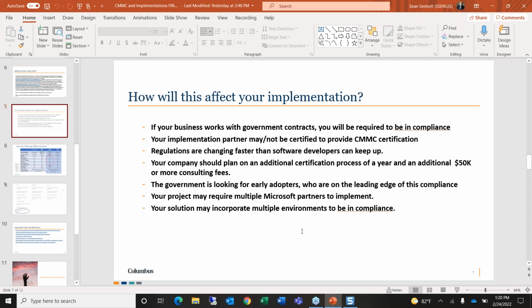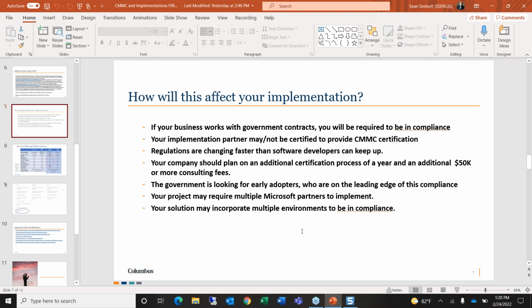As I was saying before, this project might require multiple Microsoft partners, and your solution may incorporate multiple environments to be in compliance, right? So if you've got your D365 on a commercial cloud tenant, and then you want another tenant to have all of your other things, you've got to work out even more integrations there. So the bottom line we're coming to is, how is this going to impact your implementation?